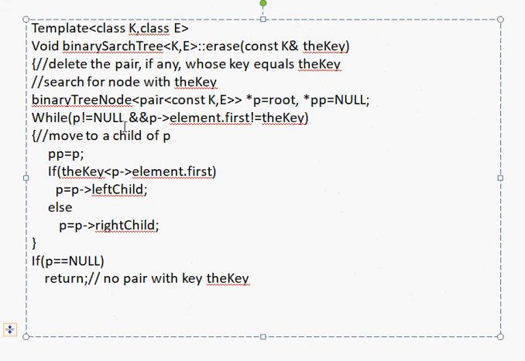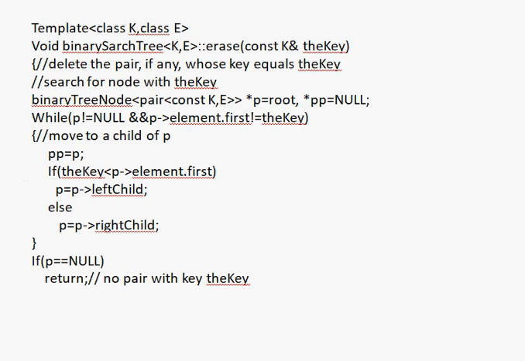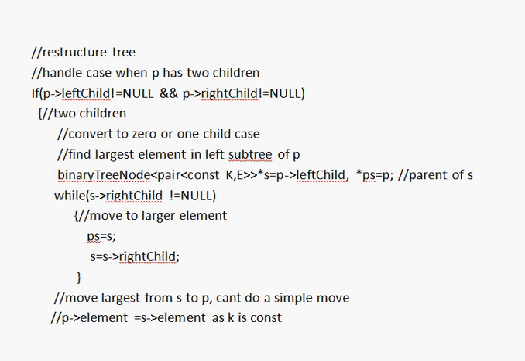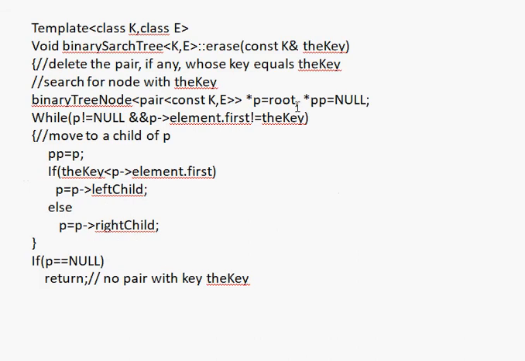Then we have the instruction while p not equal to null, and p element dot first not equal to the key. Now what is the case? The key value is 30, and element dot first, when you observe this structure, this is your node, and element dot first is 30 itself. So that's matching. So in this case, you are supposed to break the while loop. So the while loop would be broken, and p will still be pointing to the root, and pp is indeed null. So this piece of code will not be executed.